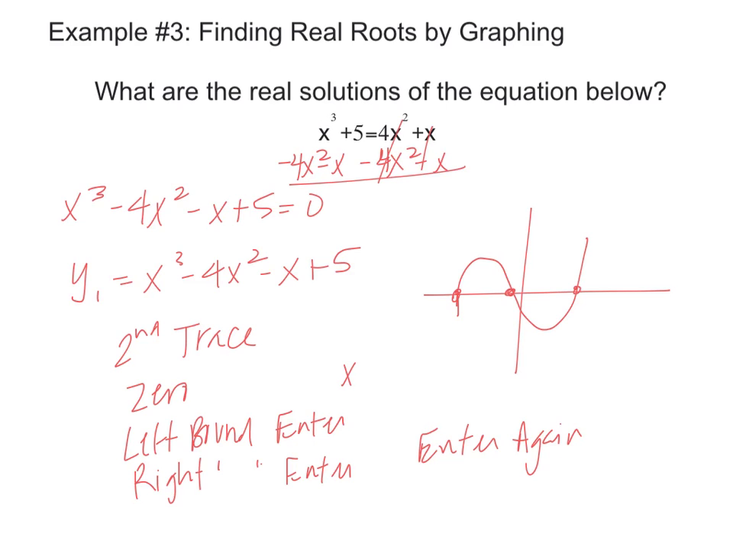Okay, and then what you should get as your final answers, if you practice that on your calculator, is x equals negative 1.09, 1.16, and 3.93. Okay, so be sure that you practice that on your calculator. If you need a better explanation of that, just come see me in class and we can go over it.